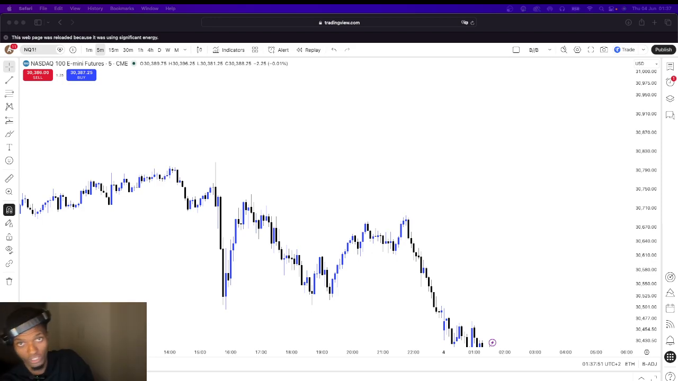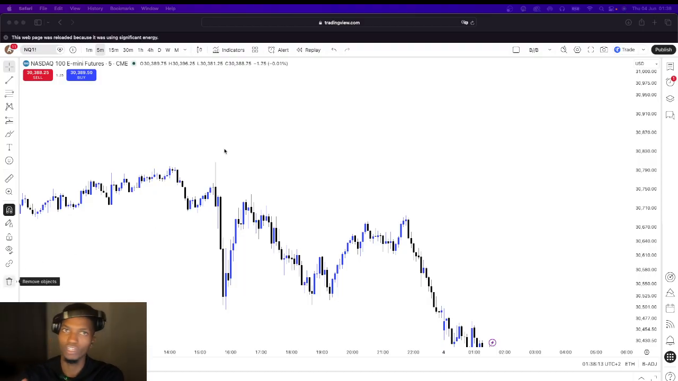Welcome to today's video, whereby we'll be looking at fair value gaps. This is part two of fair value gaps, but we're going to include inverse fair value gaps because they go together, right? So again, what are fair value gaps? A gap between three candlesticks, right?